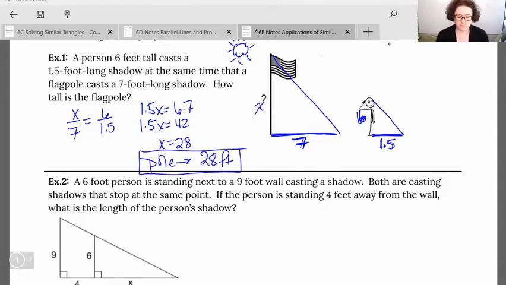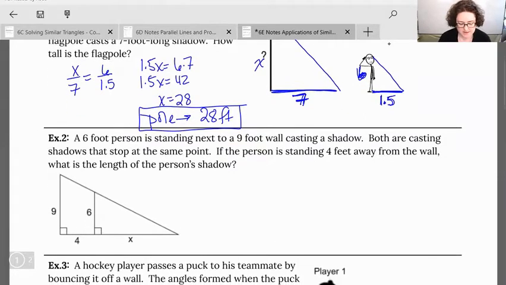Alrighty, same scenario for example 2. We have a 6-foot person who's standing and they cast a shadow. However, they're standing next to a wall that's 9 feet tall, and their shadows actually end up meeting at the same place. So there's one tall shadow for the roof or for the wall, and the shadow for the person ending up in the same spot. So both are casting shadows that they end at this point down at the bottom of the triangle. If the person is standing 4 feet away from the wall, then what's the length of their shadow?